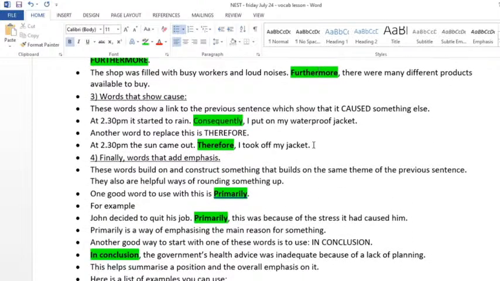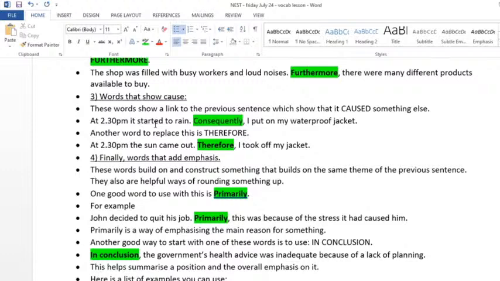The third category, words that show cause. These words show a link to the previous sentence which directly caused something else. At 2:30 p.m. it started to rain. Consequently, I put on my waterproof jacket. So consequently means something happened as a consequence of the previous issue.